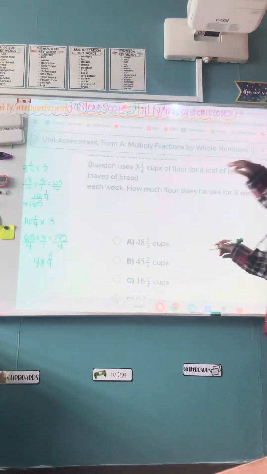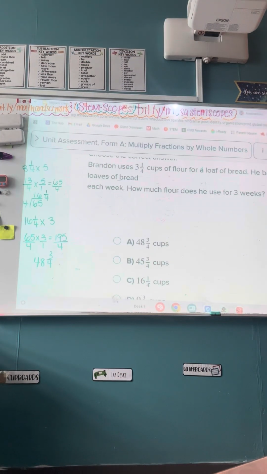All right, now we're gonna do number 8. Number 8 is very complicated, so I'm gonna break it down to the best of my abilities for understanding. It's a multi-step problem. So Brandon uses 3 1/4 cups of flour for a loaf of bread. He bakes 5 loaves of bread each week. How much flour does he use for 3 weeks?